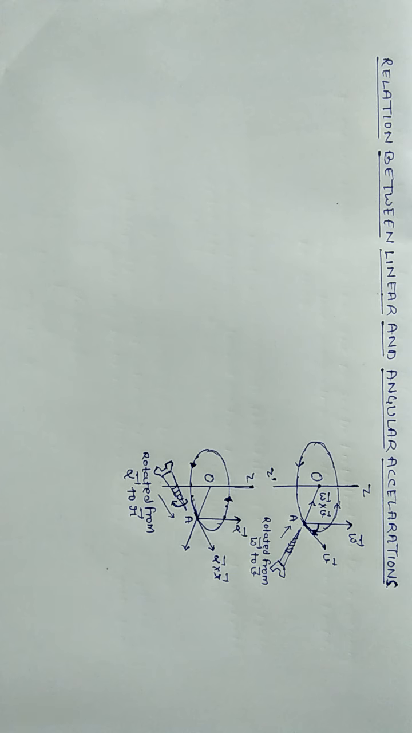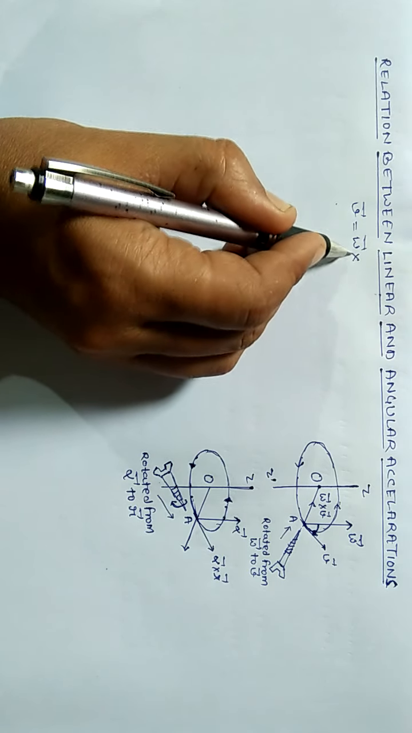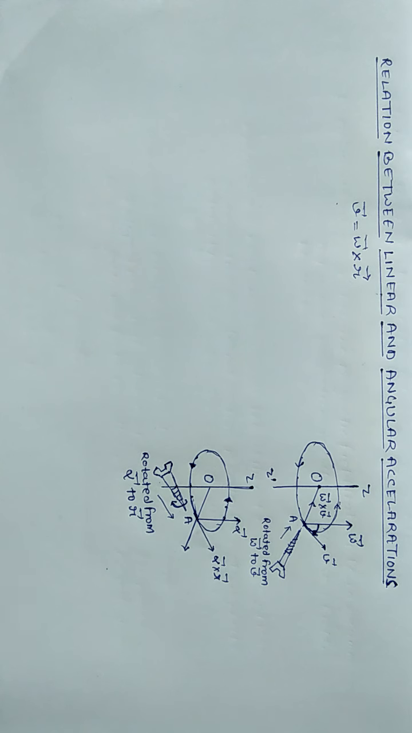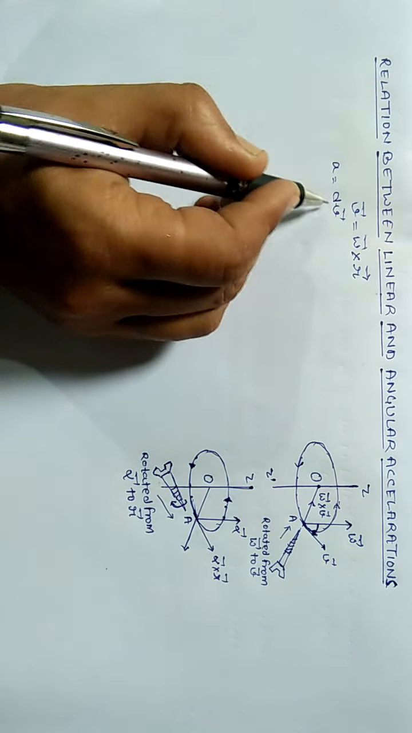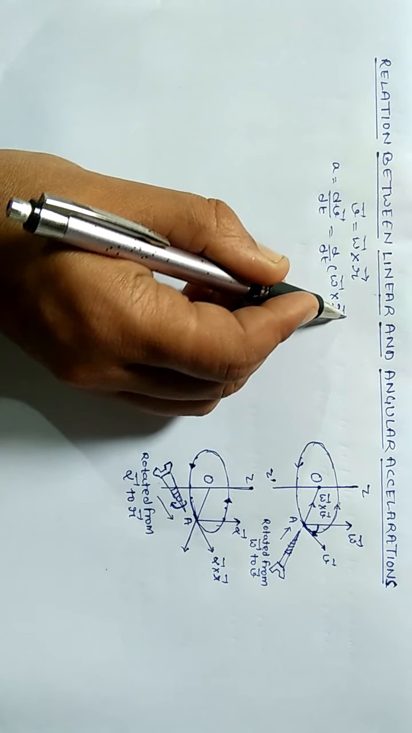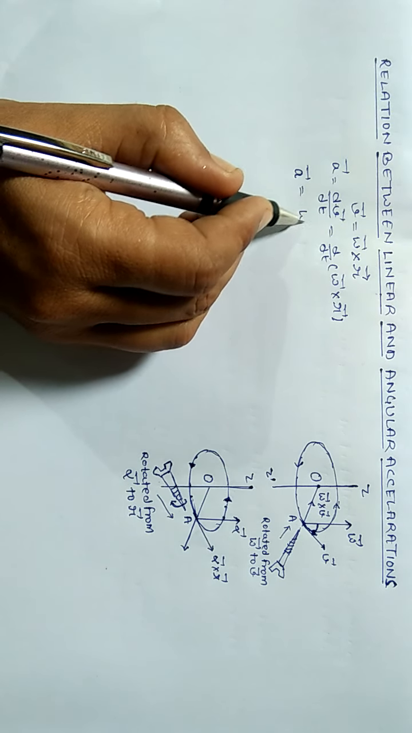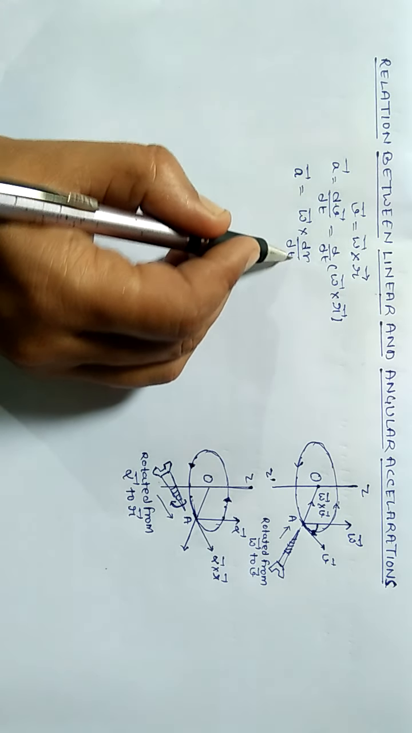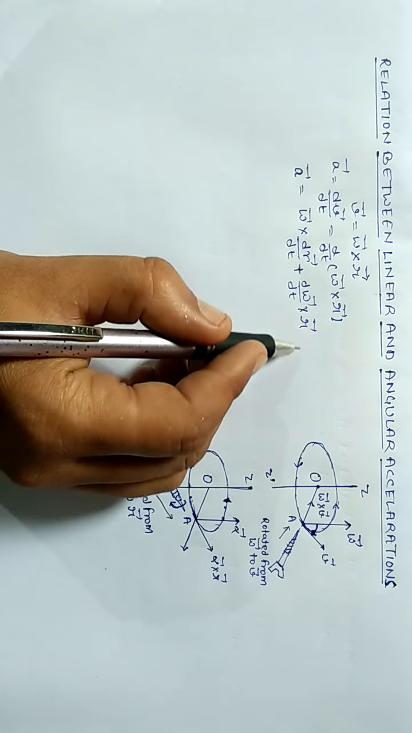If r is its position vector at any instant and omega is the angular velocity, then its linear velocity is given by v is equal to omega cross r, and the linear acceleration of the object, a, is equal to dv upon dt, which is equal to d upon dt of omega cross r, or a is equal to omega cross dr upon dt plus d omega upon dt cross r. This can be written as equation number 1.